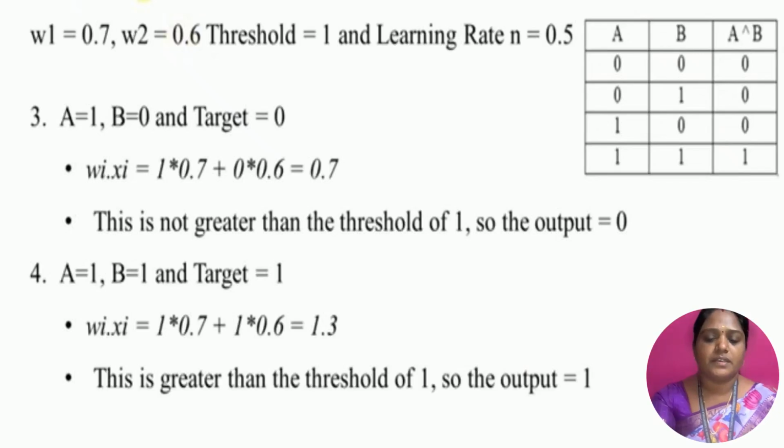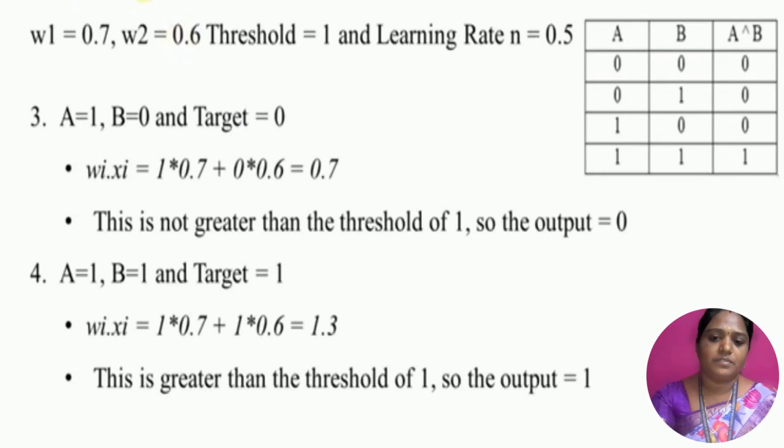Next, take the third row, with input values 1 and 0, and the target output is 0. Applying the formula Wi into Xi produces the value 0.7. It is not greater than the threshold of 1, so the output is 0. The target is 0 and the actual output is 0, so there is no need to update the weight values.